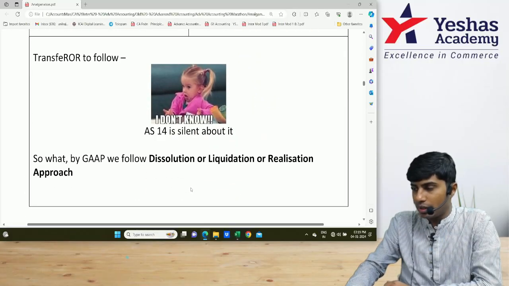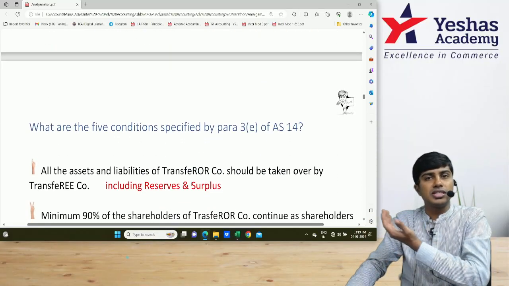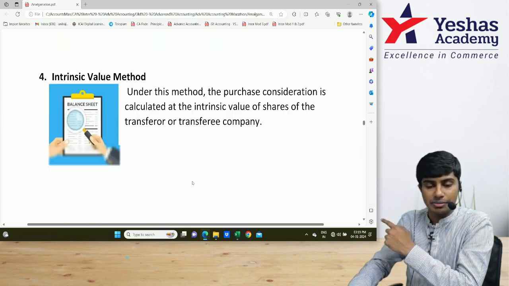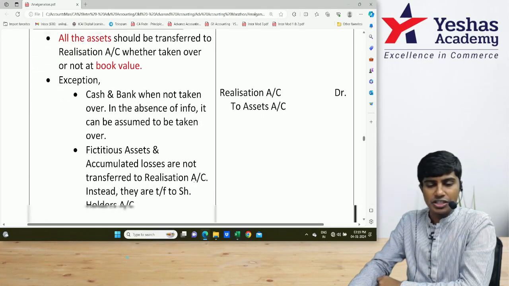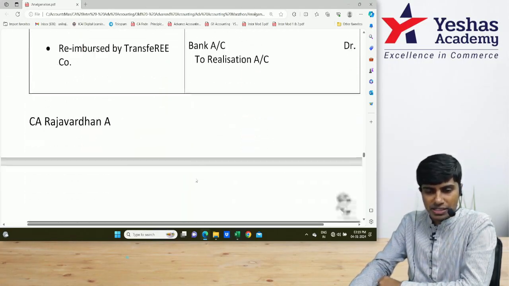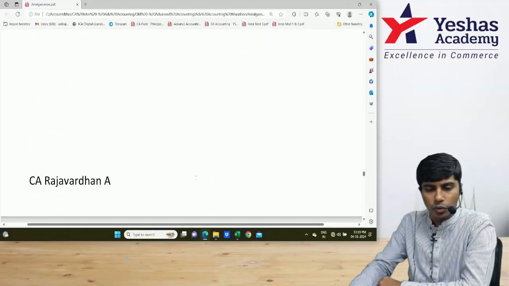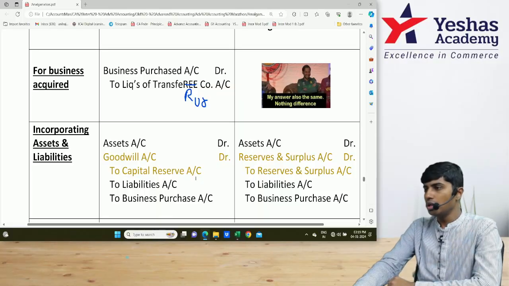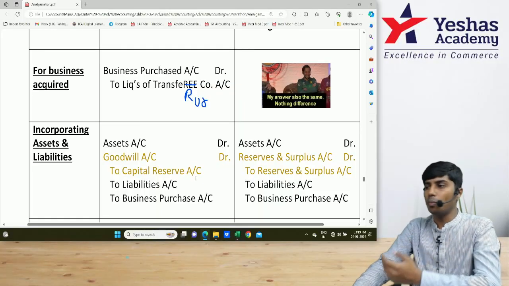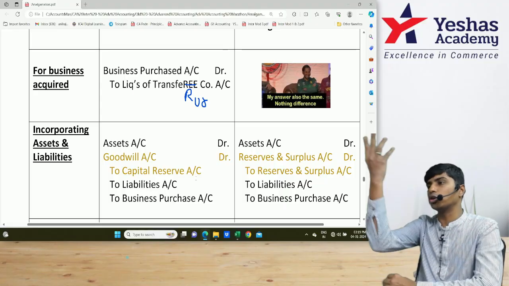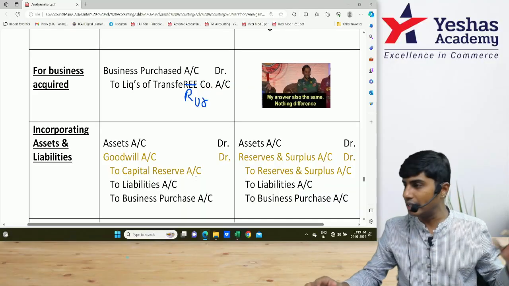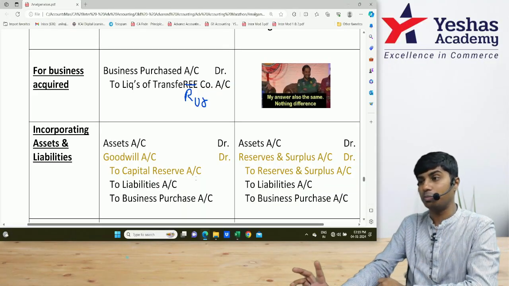Let's discuss the entries quickly. The first entry: the box is received from the liquidators. When the box is received from the liquidators, that box is called business purchase. So we write the entry as business purchase account debit to, very good, liquidators of transferor company account. Then we will open this box. When we open this box, from this box will pop out all the assets and liabilities. So assets account debit, liabilities account credit, and we will also credit business purchase account.